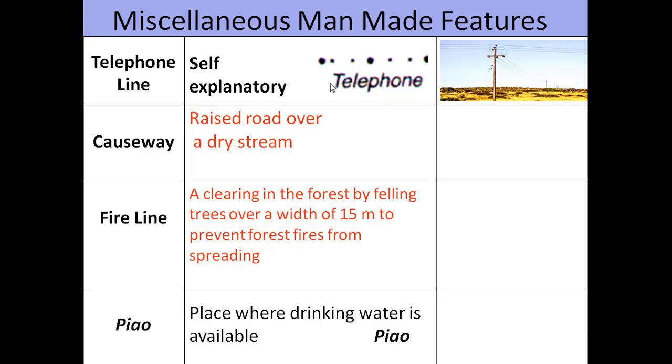On a topographical map, telephone is literally written like this. In this picture, you can see this telephone line has been erected near the highways or railway lines.